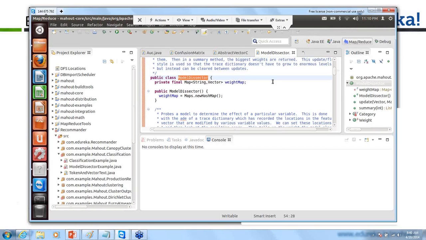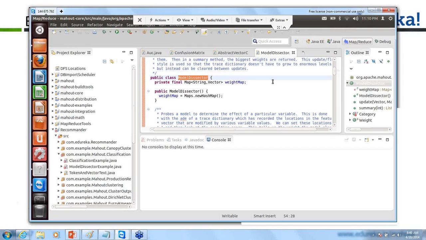This model dissector takes three inputs. One is your feature vector, which you get after the tokenizing and vectorizing process, then it takes the trace of how this feature vector is constructed, and your model. After tweaking this feature vector internally, meaning it will try to remove some of the items or give a little weightage to one particular variable, and applying all these strategies, it will try to find out how the model output is changing.